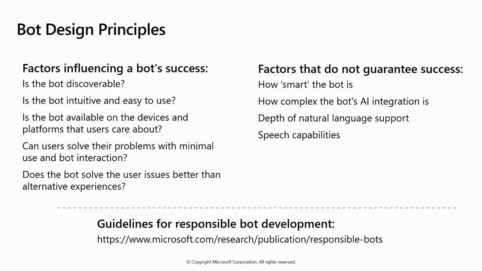So the first one is, is the bot discoverable. Users won't be able to use the bot if they don't know about it. Integration with the right channels can help make something easy to find. As an example, a company might use Microsoft Teams to help people work together.